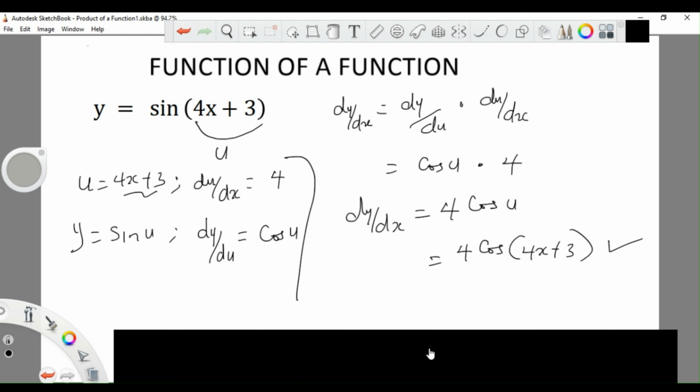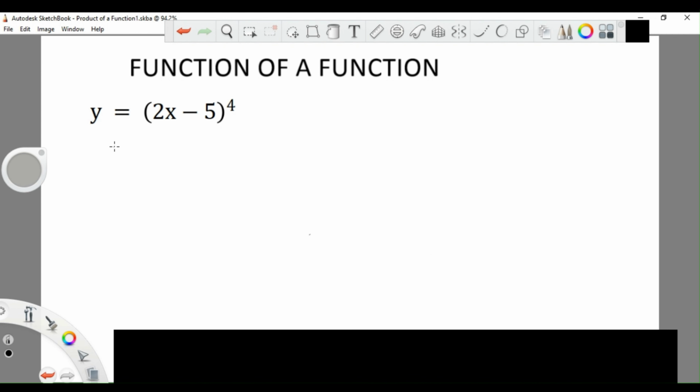Let's look at our next example. Here we're asked to differentiate y equal to (2x - 5) all to power 4. What we do here is this. Again, y is the dependent variable and x here is our independent variable. So we call this expression right here u. So what we have is, therefore, u is equal to what? 2x - 5, and y is equal to u to the power what? 4.